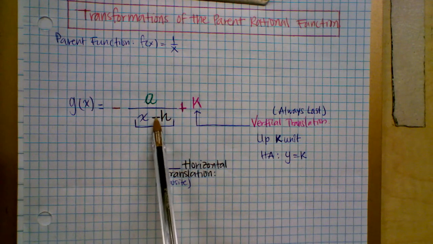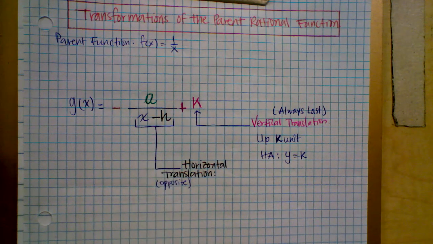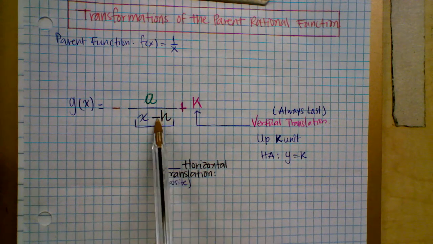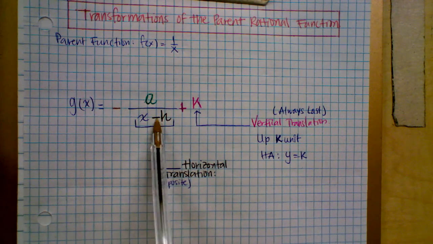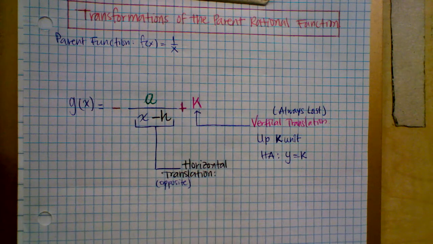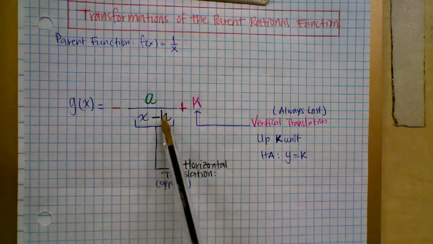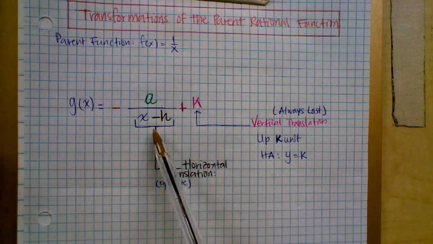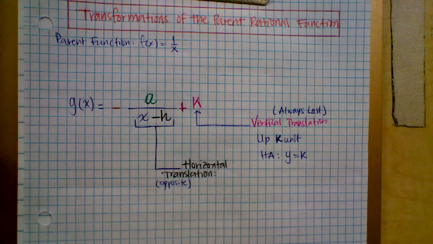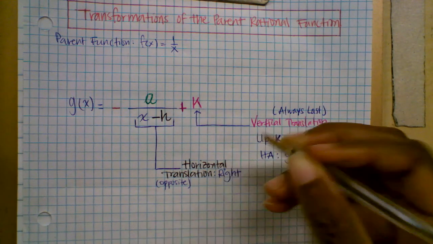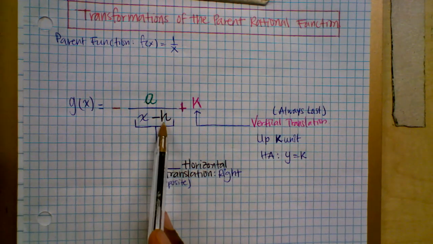If you see a negative h here, don't go with your first thought. For the horizontal translation, you need to figure out if the parent function has been shifted to the right or to the left. Because you have a negative here, you may think the parent function has been shifted to the left, but that is not correct. It's always the opposite of what you think. If it's negative h, the parent function has been shifted to the right h units. So the direction is right.